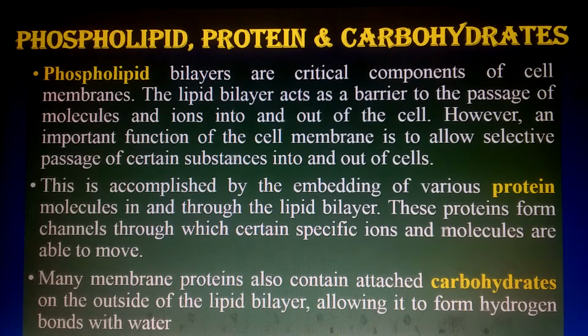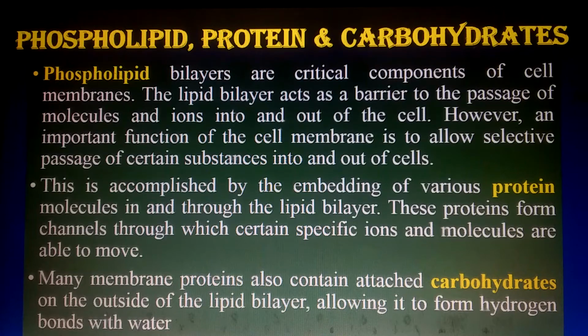All biological molecules like phospholipids, proteins, carbohydrates, and cholesterol play a very important role in cell membrane function. All the functions of the cell membrane are actually carried out by these biological molecules. So you must watch my first lecture about the biochemistry of the cell membrane, so it will be easy for you to understand this lecture. Now I'm going to start with phospholipids.